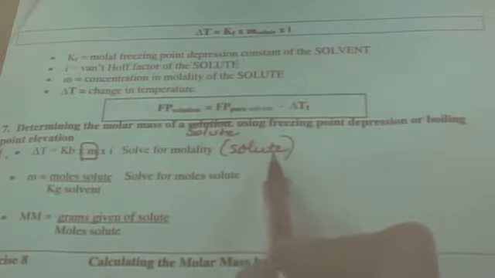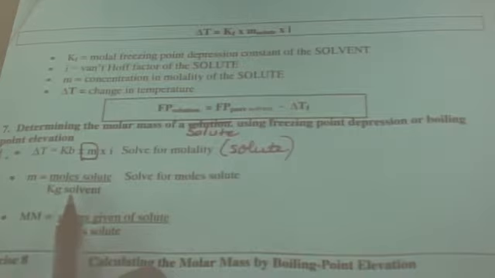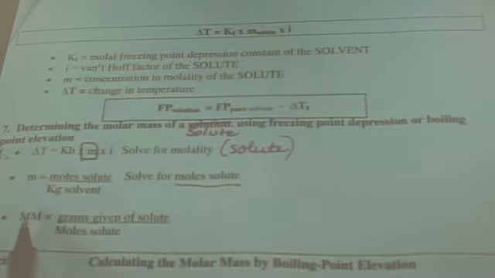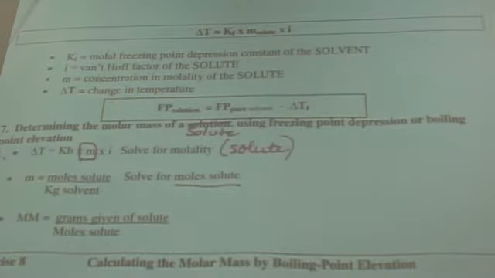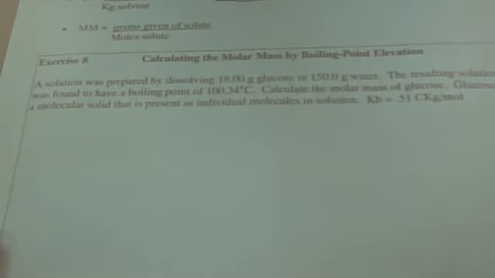Once you have the molality of the solute, you figure out the moles of the solute by utilizing the molality times the kilograms of solvent. So then you have the moles of the solute. You can determine the molar mass of the solute by figuring out how much solute they put into the solution, and divide it by the moles of solute. All right. This is you doing one of these problems.